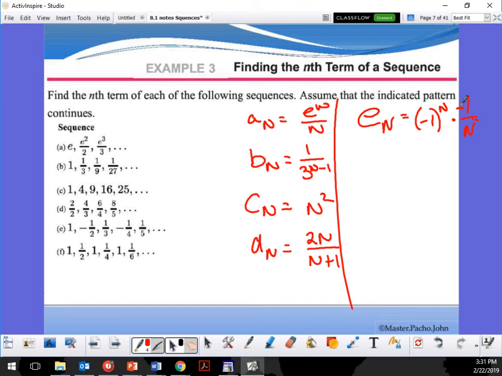Wait. Negative 1 to the n is fine. It's negative 1 to the 1. Wait, that changes it. That's such a big change. Negative 1. How did you fix it over here? How'd you fix it on b to the n?